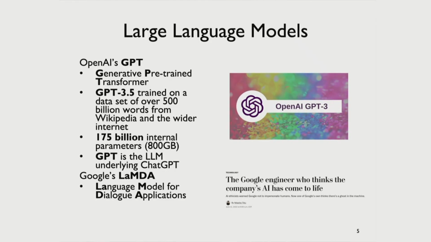OK, so OpenAI's GPT is probably the large language model that most people are familiar with. It's a generative AI: it creates new text. It's pre-trained, in that it's already been familiarized with a large amount of data. And it's a transformer, which describes the kind of neural network setup that underlies it. GPT 3.5, the last generation version, was trained on a data set of over 500 billion words from Wikipedia and the wider internet.